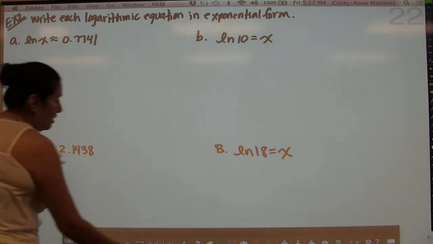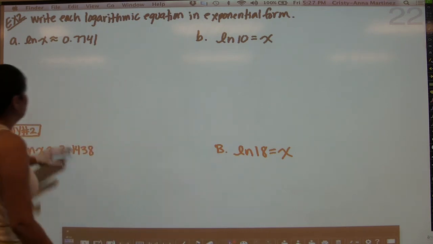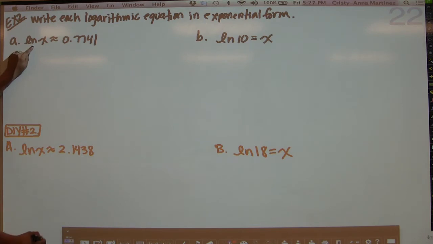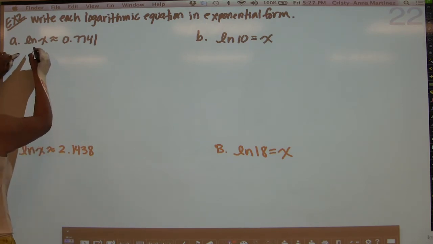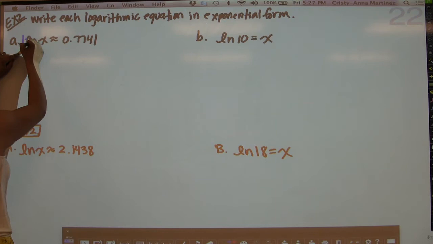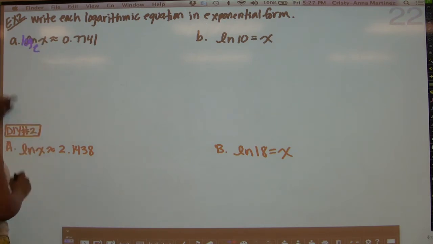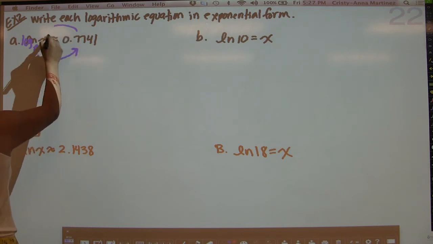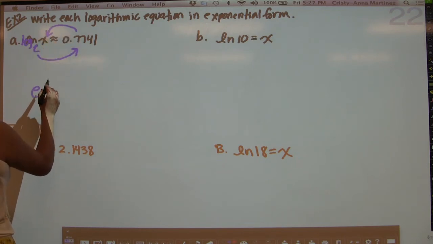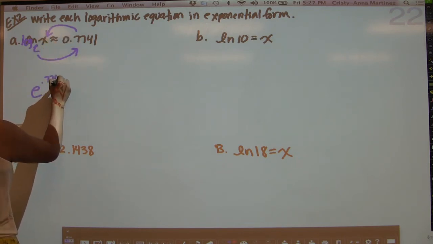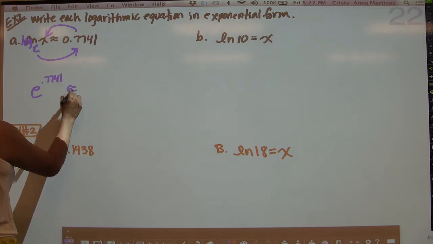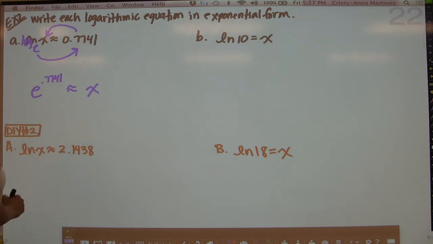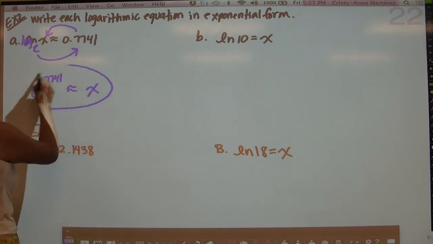So again, the thing to remember here is that when you see the ln, it's log base e. You could even put log base e if you'd like, to help you see that it's e to the 0.7741 power, and that's approximately equal to x. E to the 0.7741 power, approximately equal to x. That would be my solution for that one.